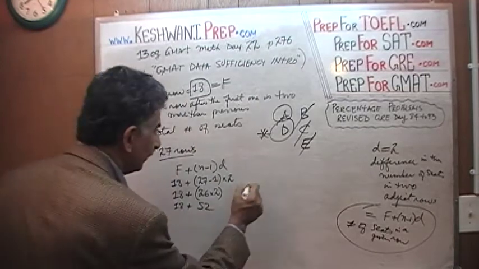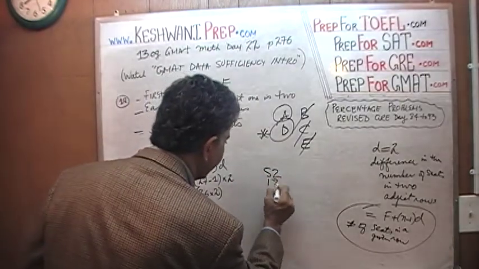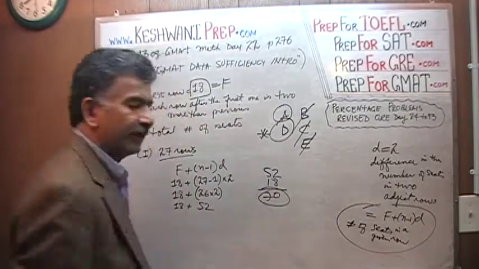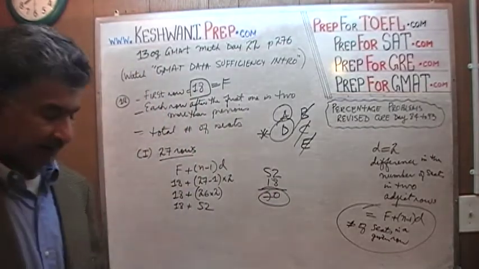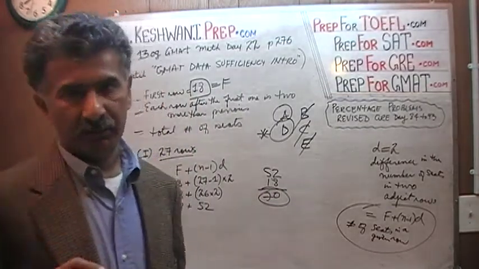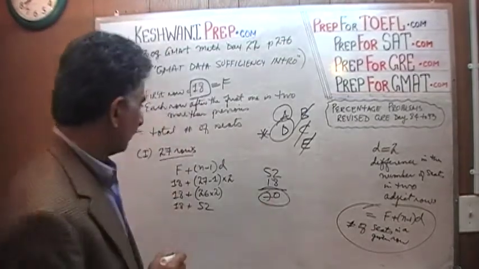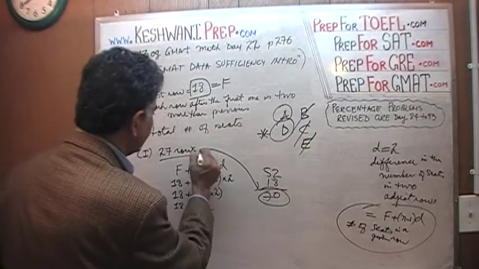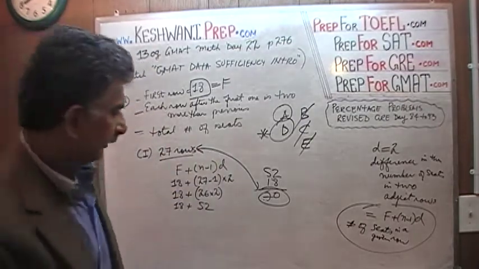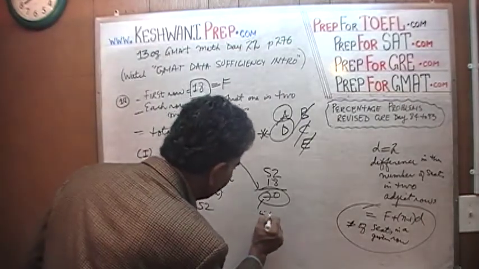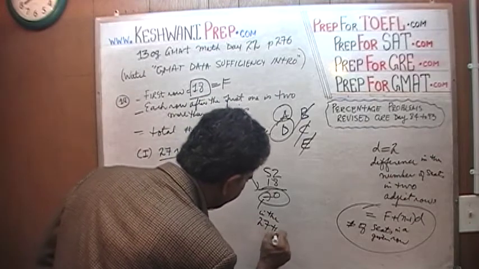And guess what we get? 52 plus 18. What do you know? We get 70, which is exactly what the second statement told us. The second statement told us that there are 70 seats in the last row, the last row being the 27th row.